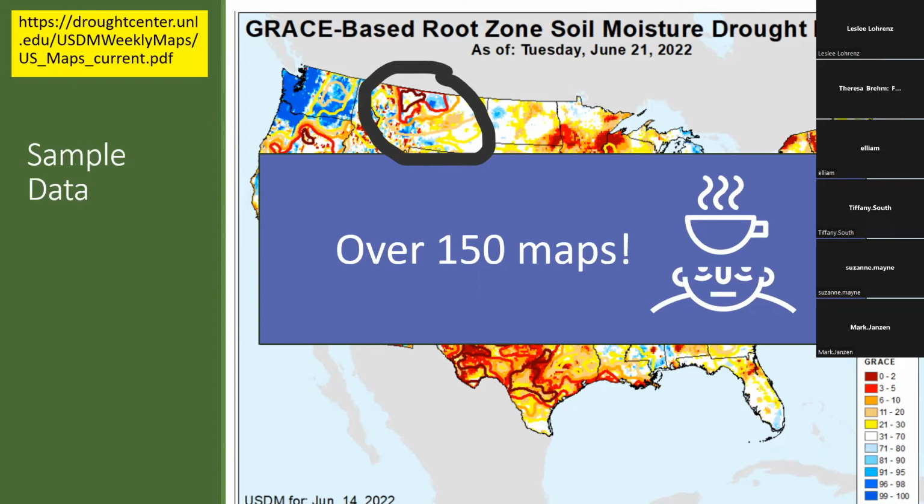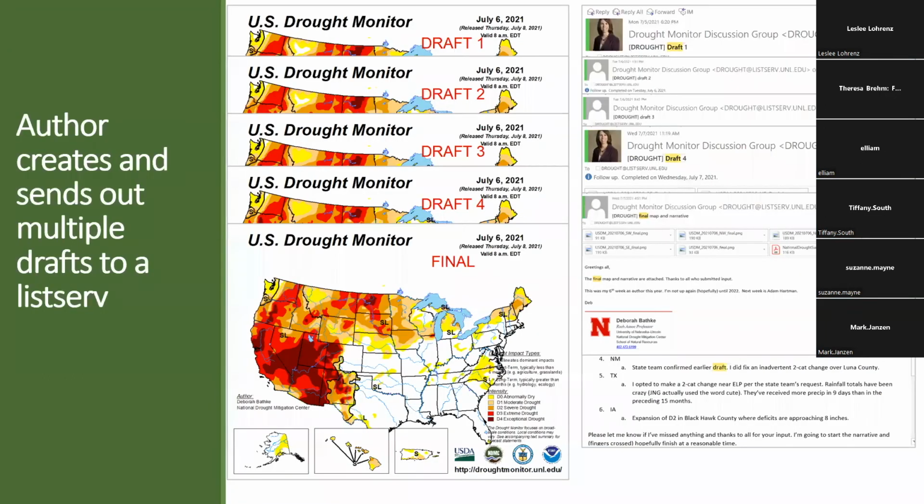All told, we look at over 150 maps. I think this was a sample of maybe 12 maps that we look at. Once the author does an initial overview and goes through all of those maps, we create a draft. Sometimes authors will send out anywhere from 1 to, I can't remember the most I've ever seen. I think the most I've ever done personally is 4 drafts and then the final map.